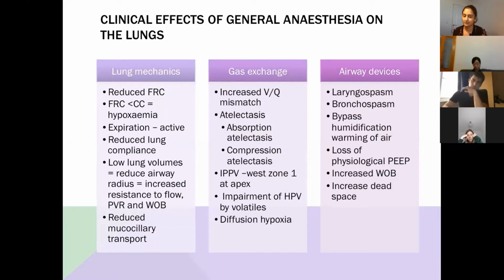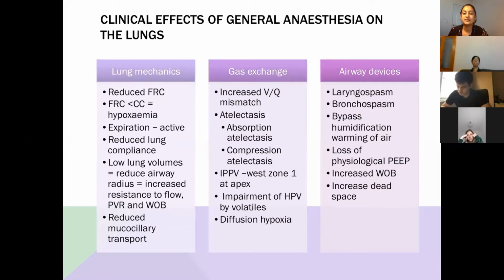Compression atelectasis is basically what it says on the tin: compression from reduced diaphragmatic tone and from abdominal contents pressing against the diaphragm. So those are two types of atelectasis.